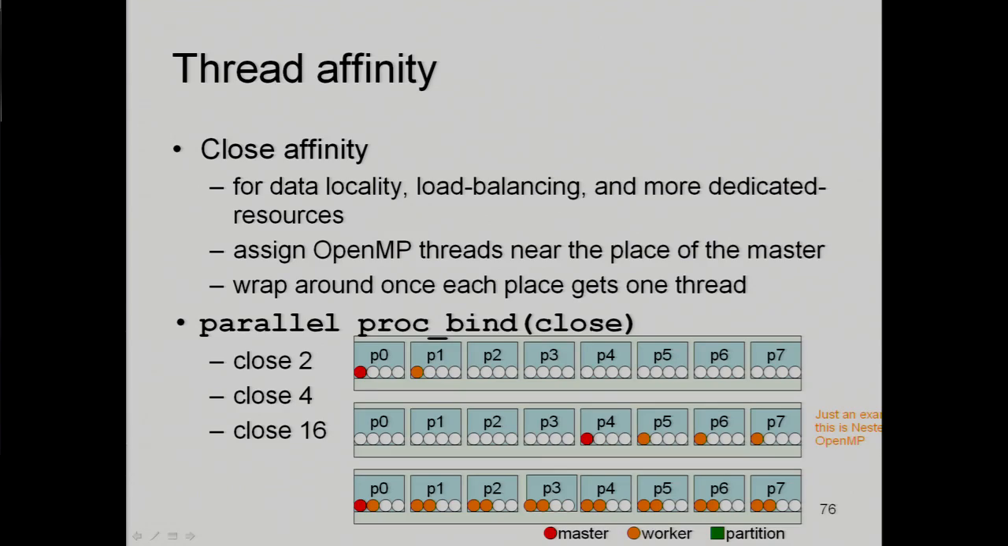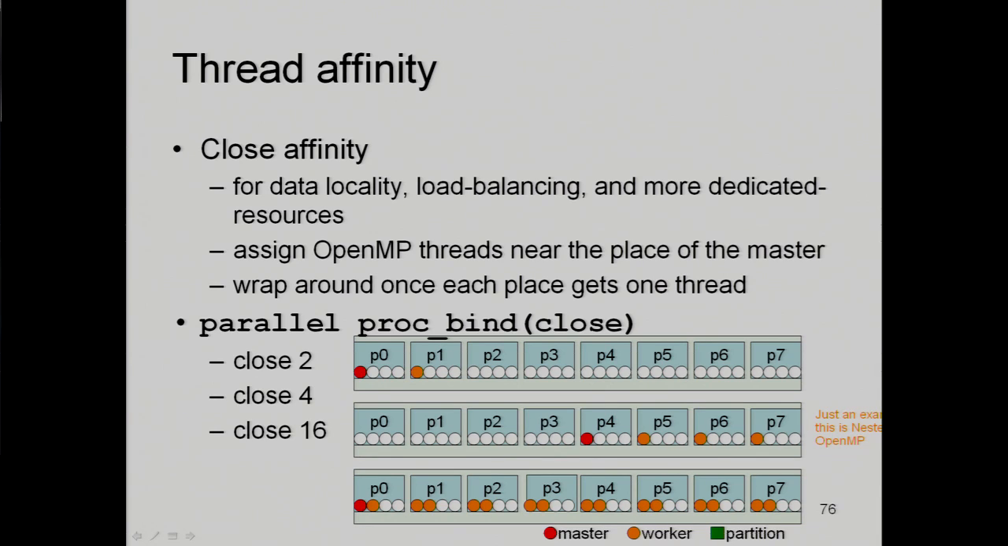So the close affinity, okay, also gets some data locality and maybe also achieves some load balancing for the more dedicated resource. So what it does is just assign the OpenMP thread near the place of the master, okay? So what it does is that, okay, master we put in P0, we have close and two threads. We put the master thread on P0, the next thread you will put on the place close to the master thread. That means it's P1, okay? Close to the master thread, okay?